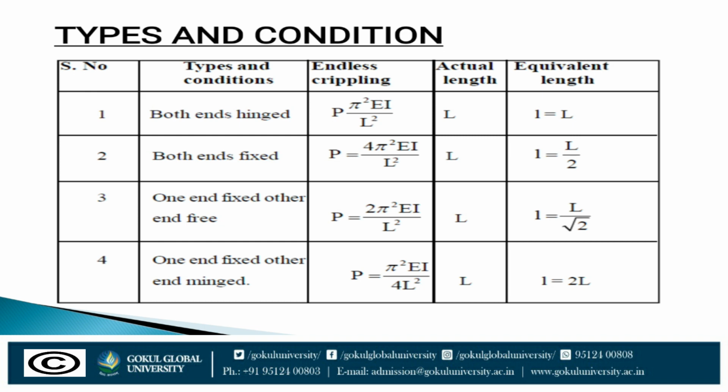Third, one end fixed, other end free. That time P is equal to pi square EI upon 4 L square, and the equivalent length is 2L. Fourth, one end fixed, other end hinged. That time P is equal to 2 pi square EI upon L square, and the equivalent length is equal to the actual length divided by square root of 2.